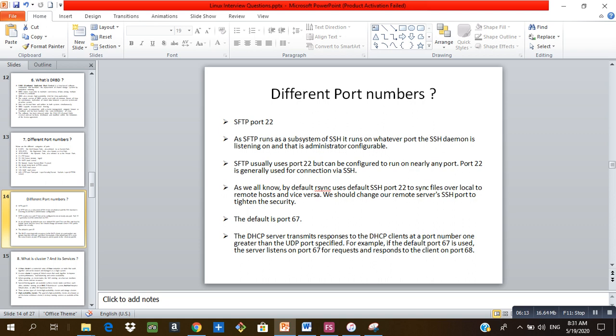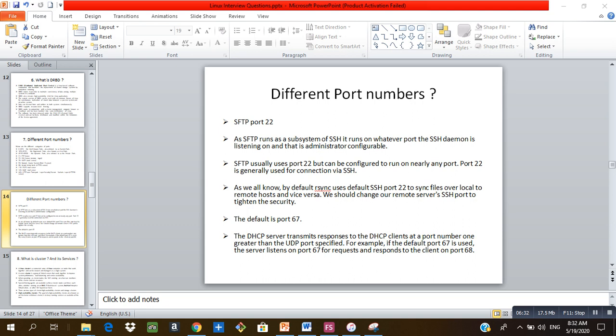As we all know, by default rsync uses the default SSH port 22 to sync files over local remote host and vice versa. But the rsync daemon port is 873.